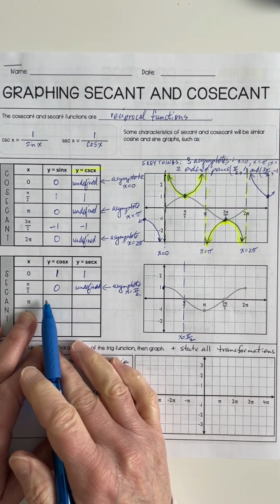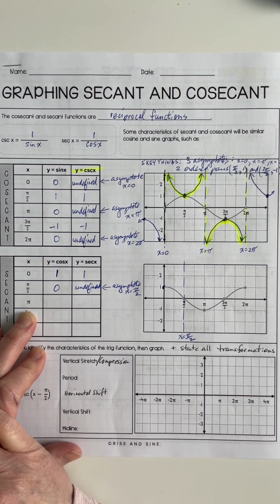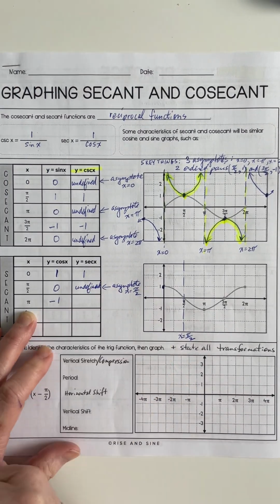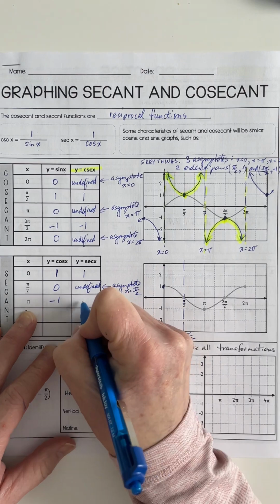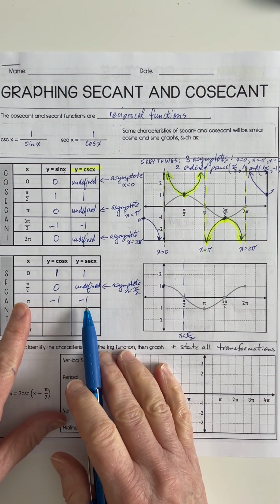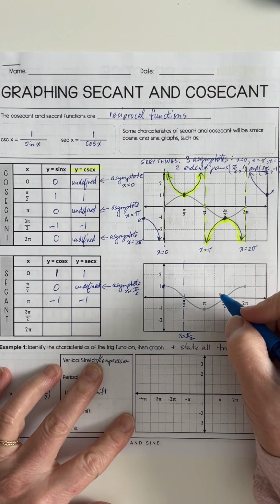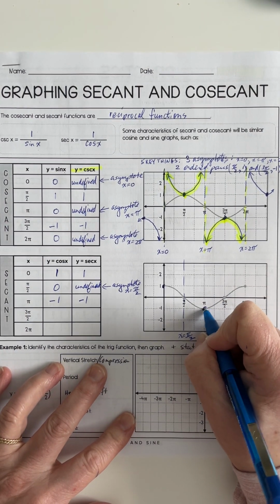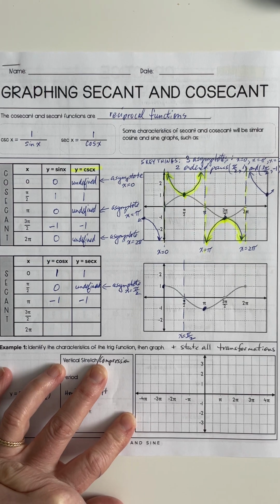Okay. At pi, to the left-hand side of the unit circle, cosine is -1. 1 over -1 for secant is also -1. So we have this ordered pair, pi, -1. So pi, -1. It shares that point with the cosine function.